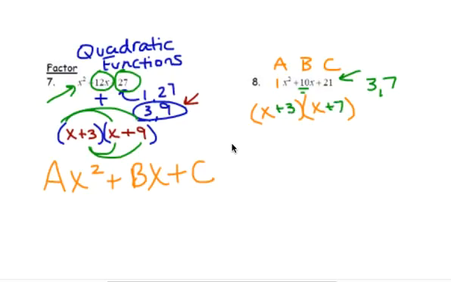Yes? When you put it in the parentheses, does it matter what order they go in? No, you could have put plus 7 and then plus 3. Yep. Okay. Let's look at number 9.